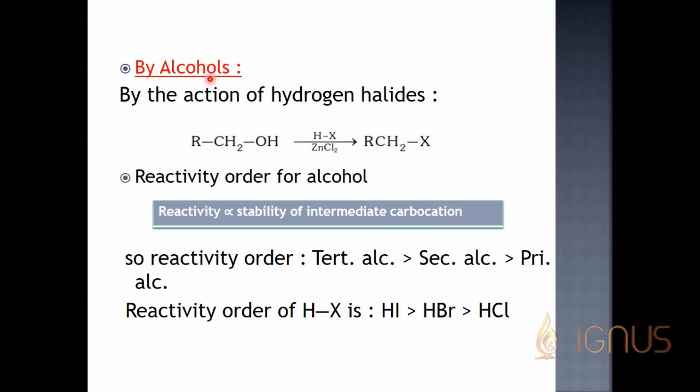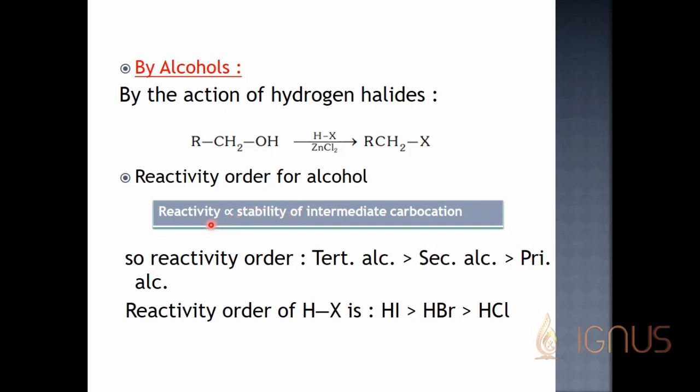Next method is from alcohols, by the action of hydrogen halides on alcohols. Here alcohol is made to react with HX, a hydrogen halide, in presence of zinc chloride. In presence of zinc chloride, here the alcoholic group OH is substituted with a halogen group X.